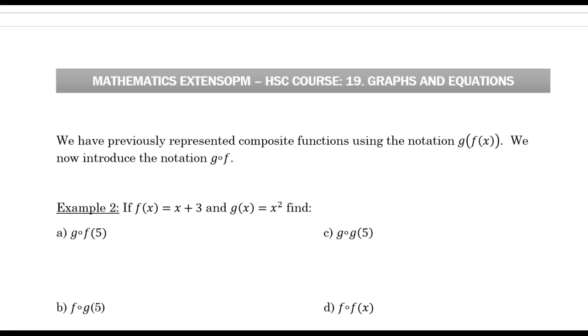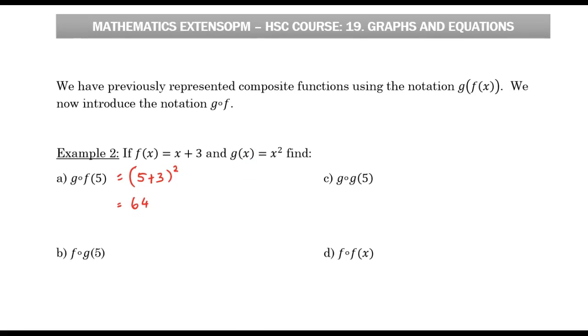Now, instead of putting brackets around brackets, we can use this little, I suppose like a tiny little O that sits in the middle of the line. Now, I've got two functions here, x plus 3 and x squared. The g of the f of 5. Now, the f of 5 will be 5 plus 3. Okay. So I've got 5 plus 3, but the g of that means squared. So I've got 5 plus 3, and then that is squared, which is 64.